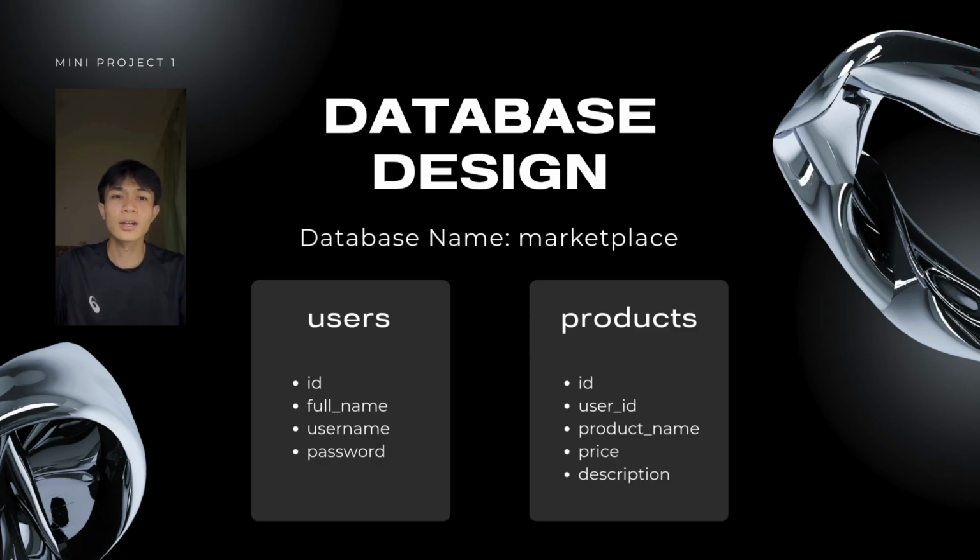For database design overview, the system uses a database called Marketplace with two tables, user and products. The user table stores information including ID, full name, username, and password for authentication. The product table stores product details such as ID, product name, price, and description. It also includes a user ID, which links each product to the user who created it. The relationship ensures that every product is associated with a specific user, supporting proper data organization and ownership.